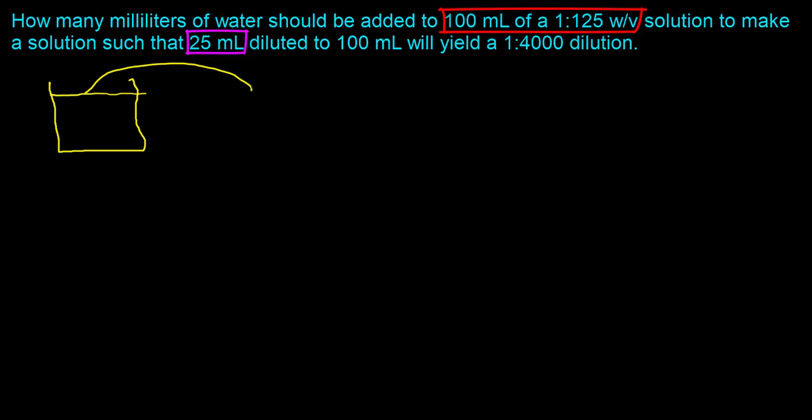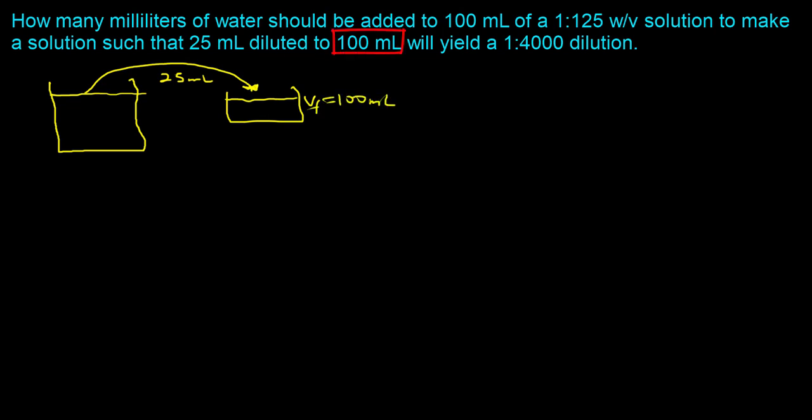25 milliliters and make a more diluted preparation, which is 100 milliliters. So the volume here is 100 milliliters, and the concentration is 1:4,000.